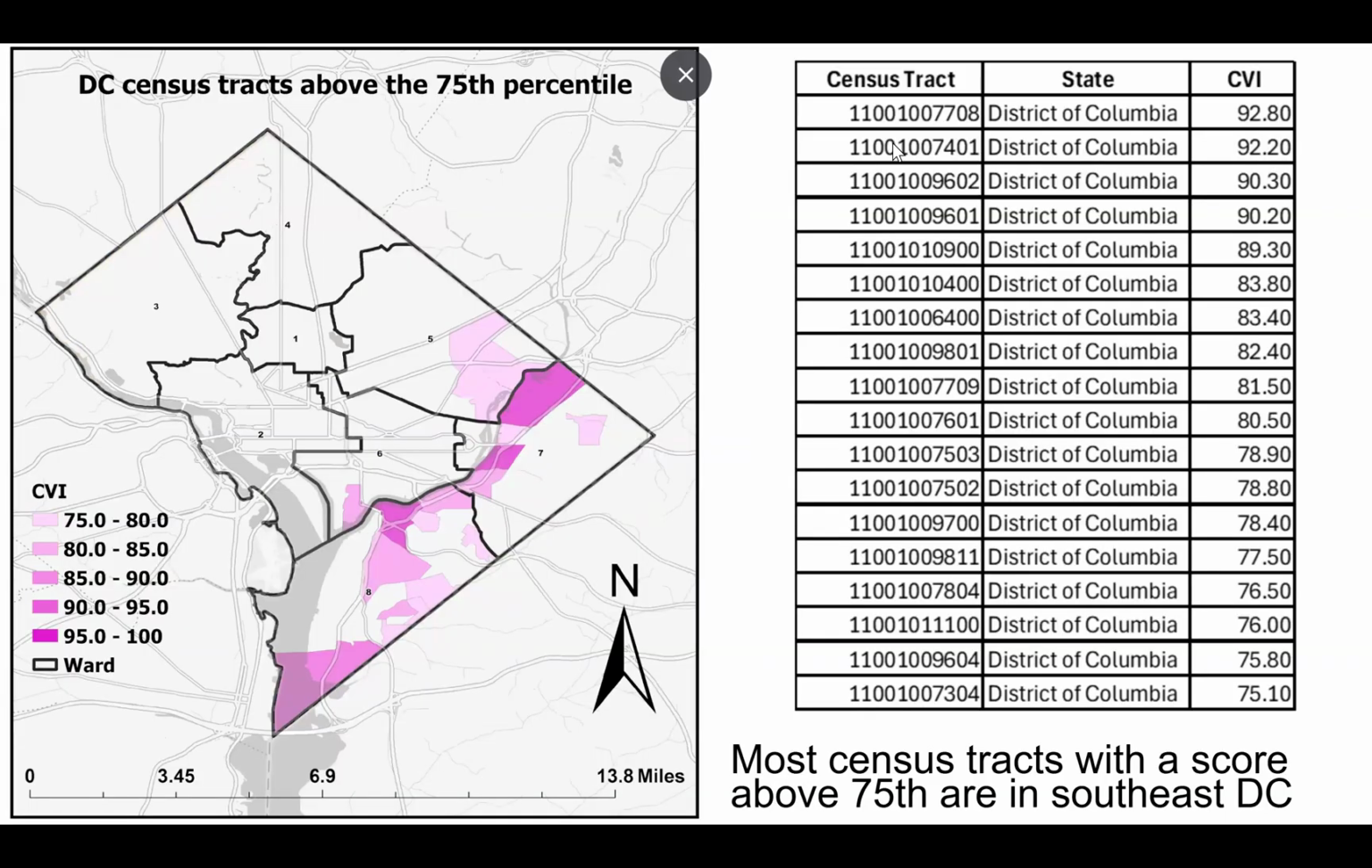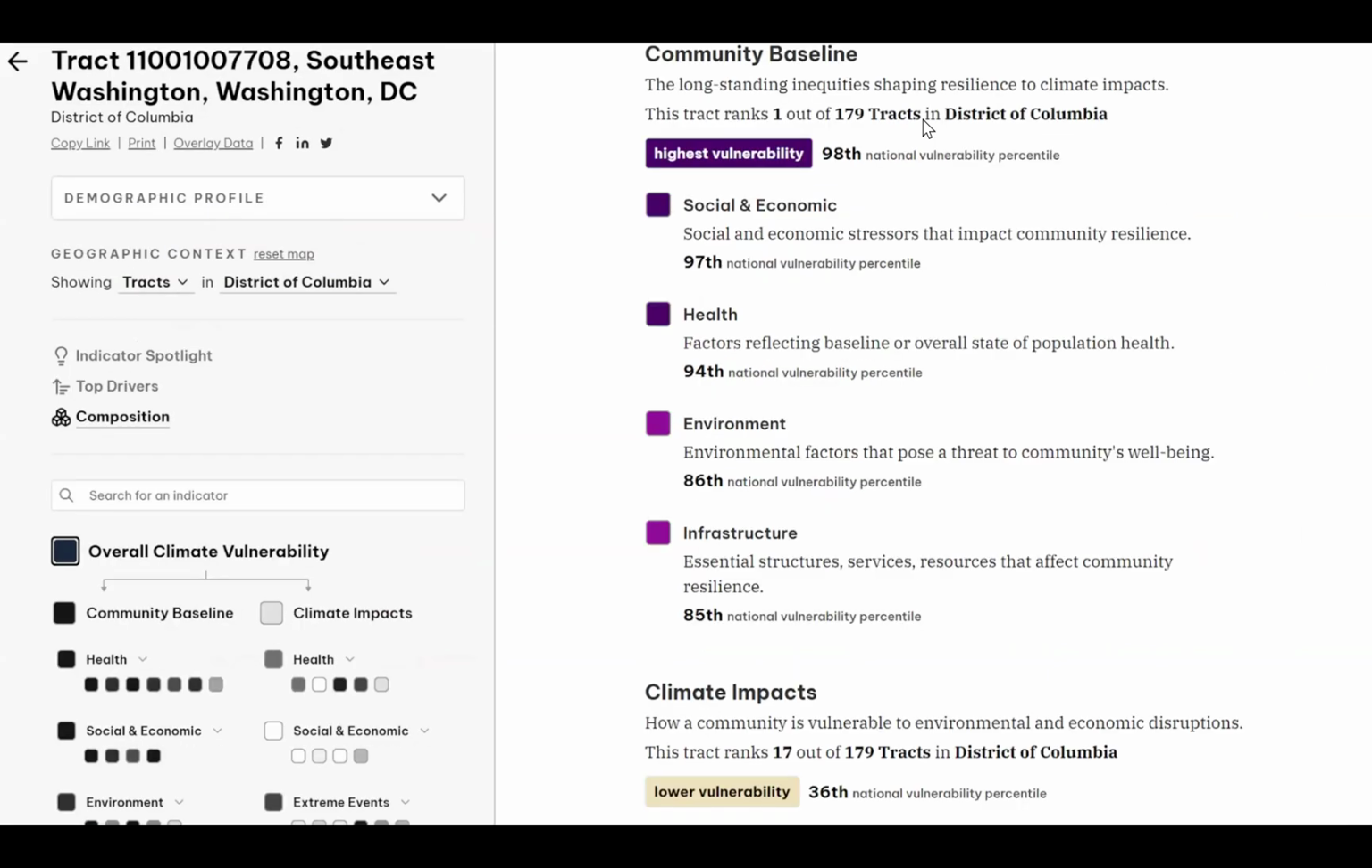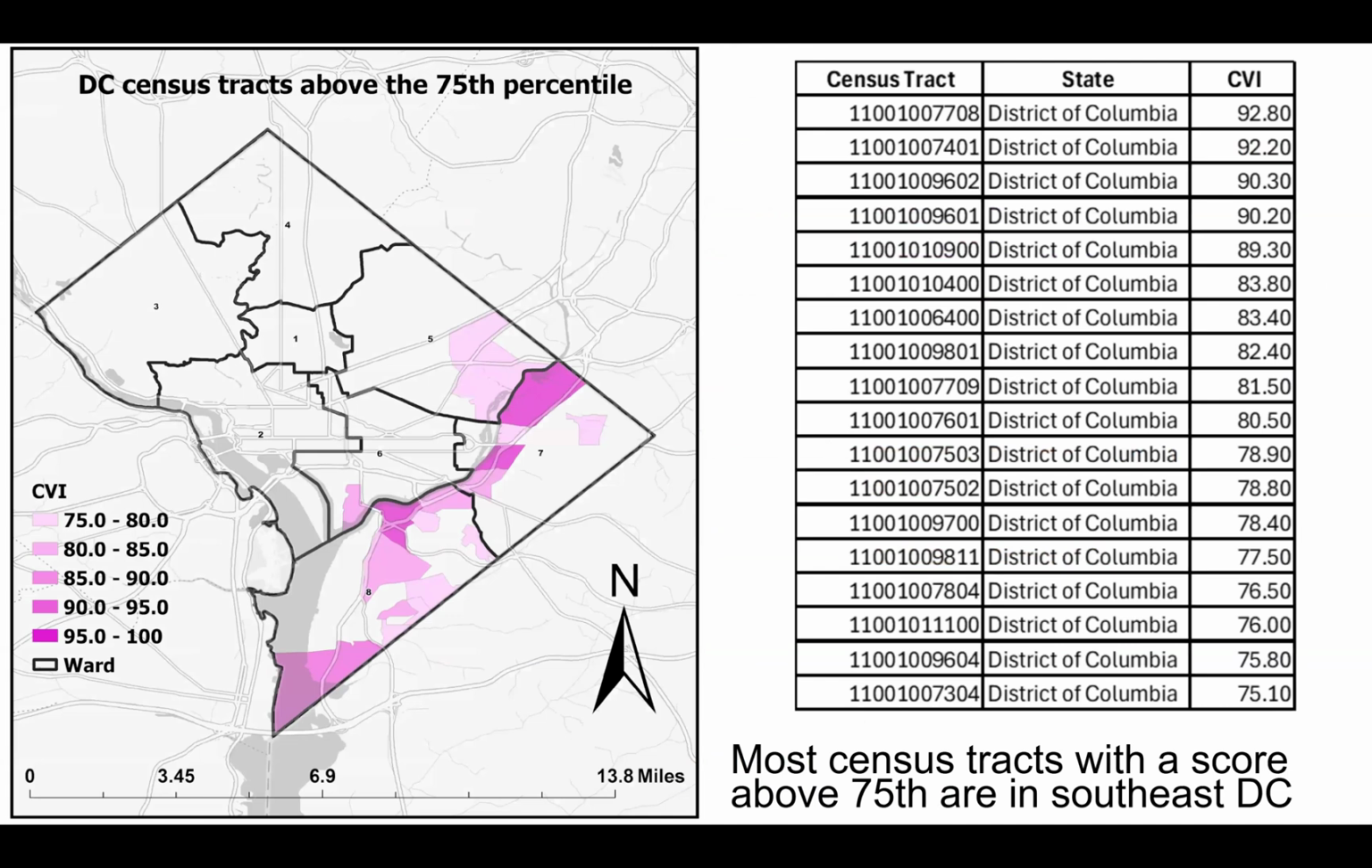You can also see this map, and what are those census tracts? You can identify the census tract. You can Google your neighborhood and identify your census tract, and you can see the score for each census tract in your area. As you can see, most census tracts with a score above 75 are in Southeast DC, but there are also some in Northeast city.